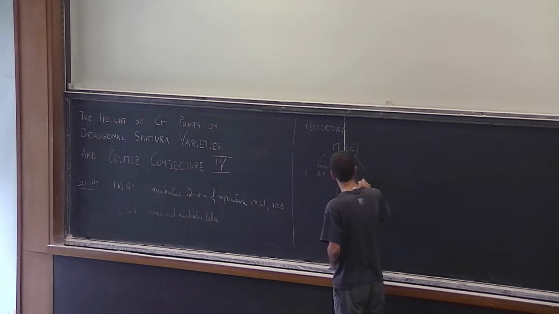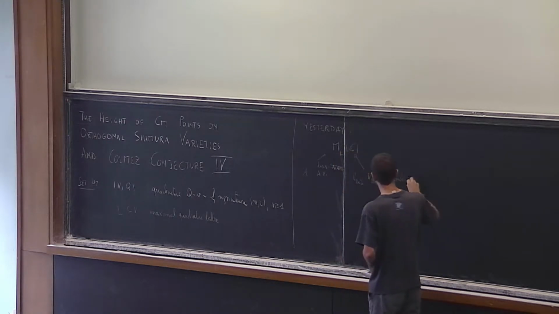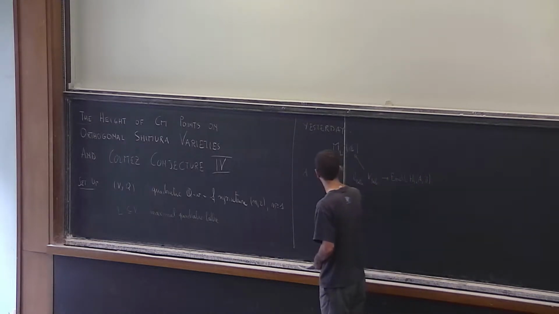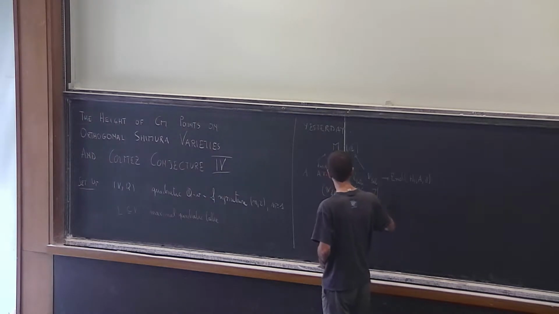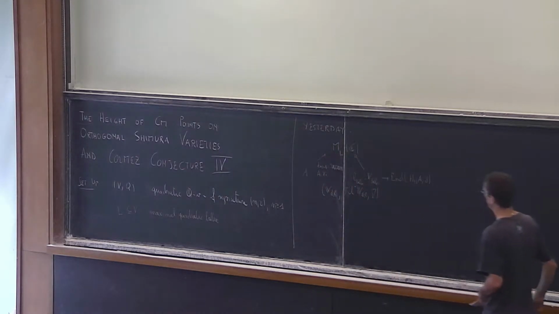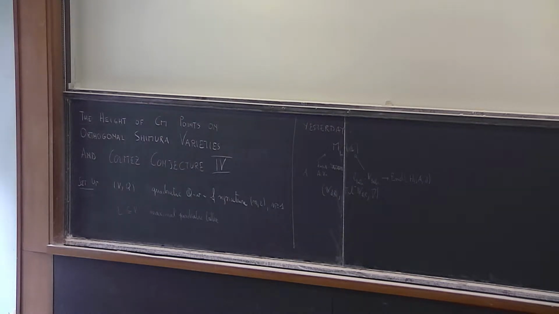We had a variation of structures inside the endomorphisms of H1(A, Z). And to this we also associated a module with connection and filtration, satisfying Griffiths transversality, and so on and so on. Okay?